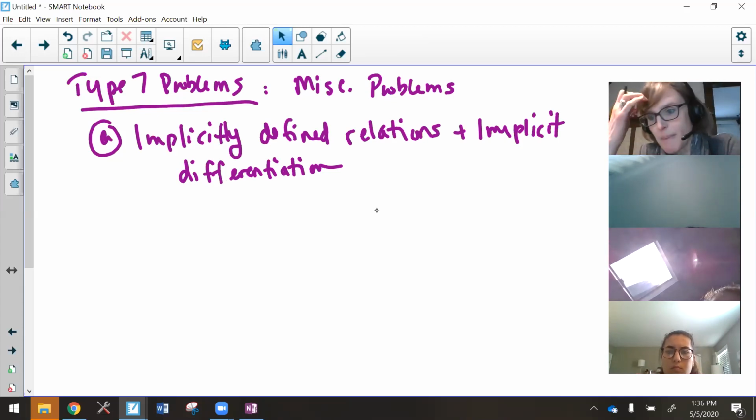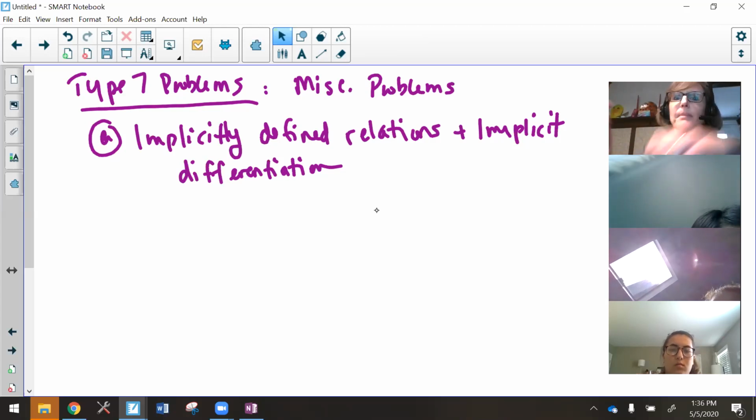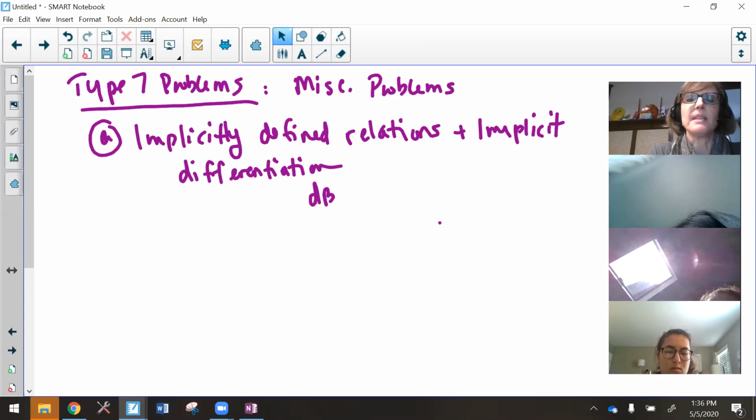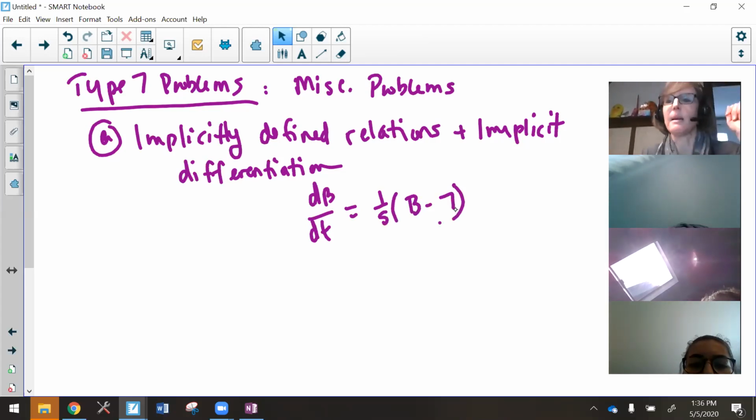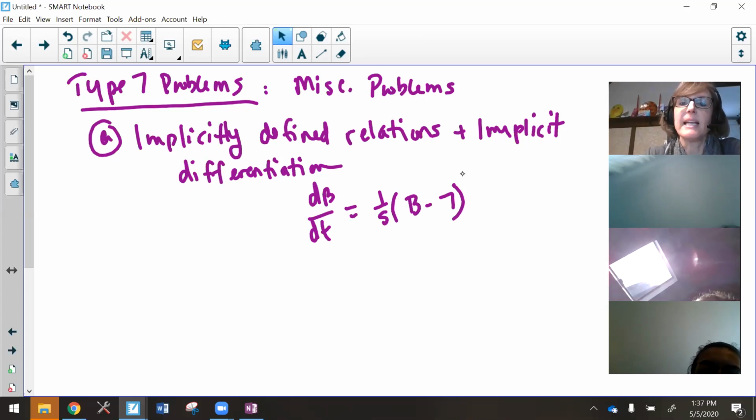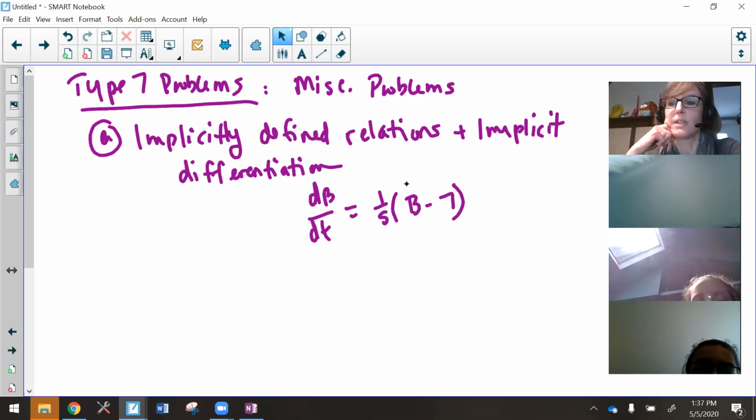So we've already talked about, even in the work that we did yesterday, implicitly defined relations. That's when we had something like, I think we had this yesterday, dB/dt equal to 1/5 b minus 7. I'm making it up, okay? Where b is a function of t. When I take a second derivative of this, I have to remember that b is a function of t and use implicit differentiation. So we've touched on this a little bit.